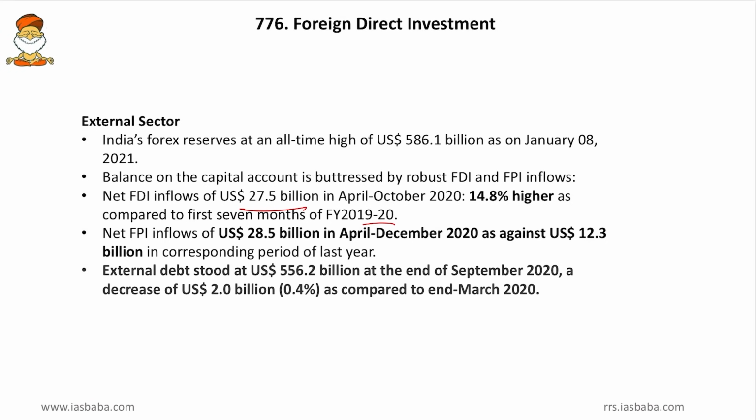Then external debt stood at 556.2 billion at the end of September 2020, a decrease of 2 billion, that is 0.4%, as compared to the end of March 2020. So friends, again this also shows that India is reducing its debt and it is recovering. So these are some of the external sector statistics, and here only the recovery part is being shown, but however the dip during the hardcore pandemic months is not being stated. So friends, this is how the statistics will be tweaked in favor of the government, and this is not a surprise, and every government has done the same throughout the history of India.